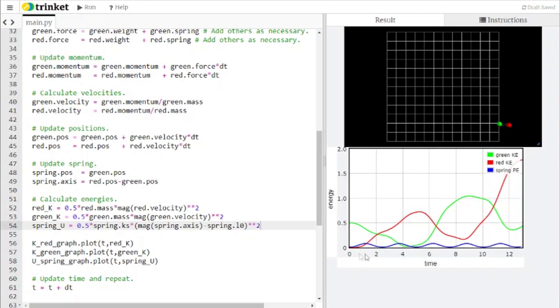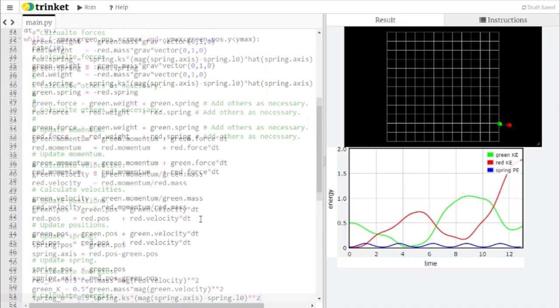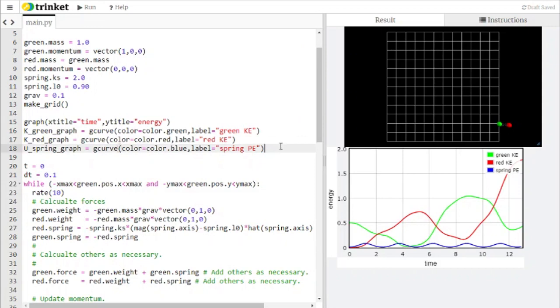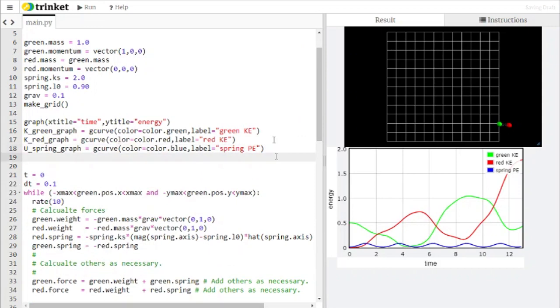So this should be a nice simple cosine. I say that if it had come out complicated, I would have come up with some other explanation for it. But that's not the only kind of potential energy we have. We also have the gravitational potential energy of these things falling down. So we've got U graph equals G curve.